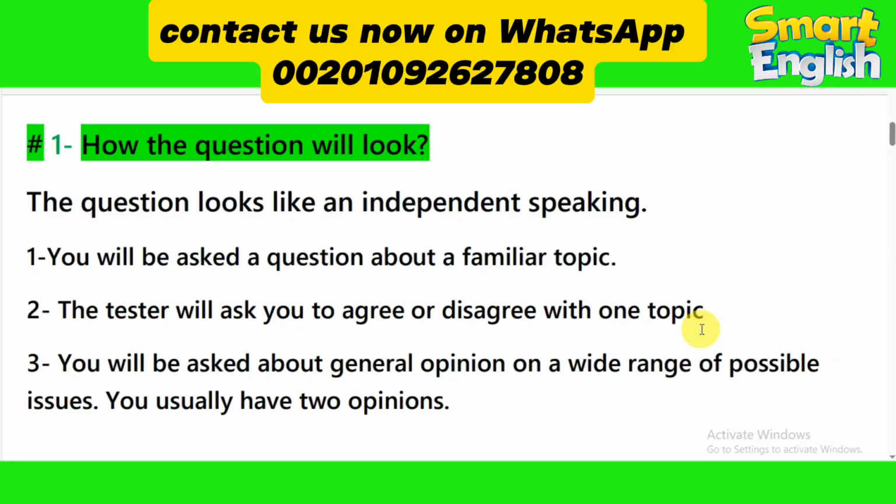Okay, number 3, and it's very important: you will be asked about a general opinion. This is a general opinion on a wide range of possible issues, maybe educational issues, scientific issues, or social media issues. Whatever it is, you have to answer and choose one side from the 2 sides given in the question. You usually have 2 opinions, and as I said before, you have to choose one side of them. Okay, let's move on to number 2.